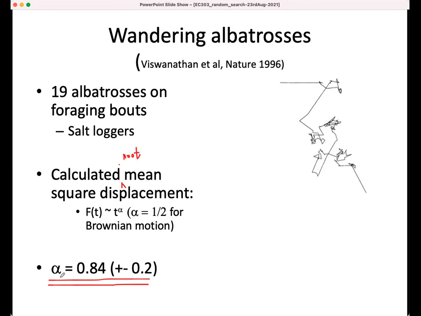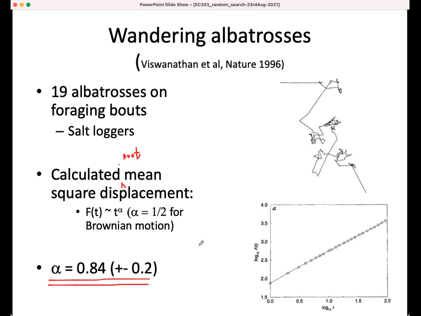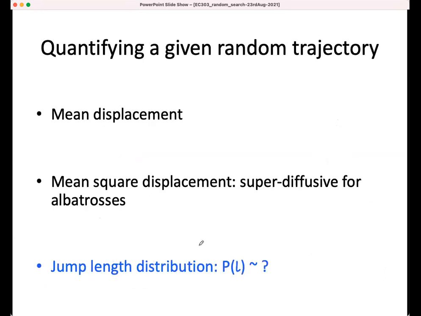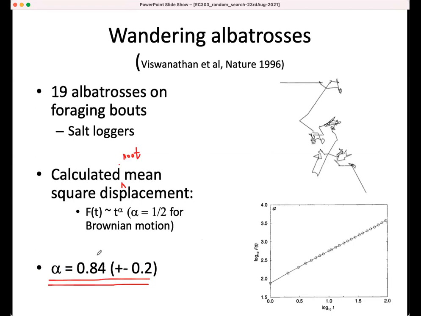So they estimated that these animals have a much higher exponent than the random walk. Therefore, they are actually performing a super diffusive motion. These are some plots that demonstrate what they are claiming. By the way, the way they calculate this is slightly tricky. I would encourage you to read the paper.